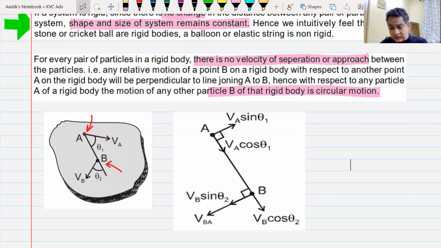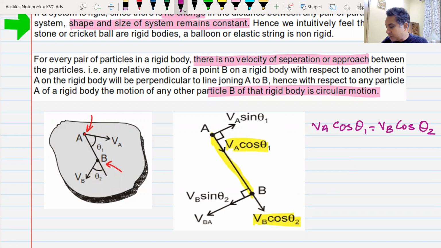So if I resolve their velocities along the line joining the two particles, this is the line joining the two particles. If I draw their velocities, they must be in the same direction, in the same sense, and one equation must be fulfilled: VA cos theta 1 should be equal to VB cos theta 2, because there is no relative velocity of separation or velocity of approach. Do we understand this, or has this gone above our head?